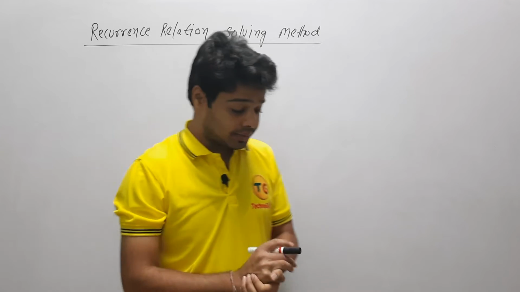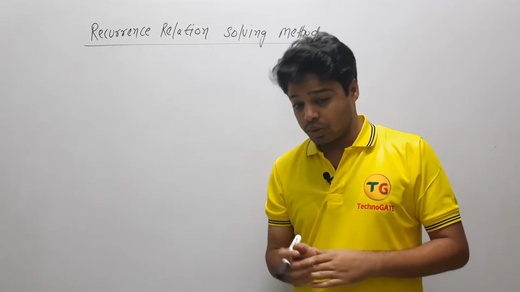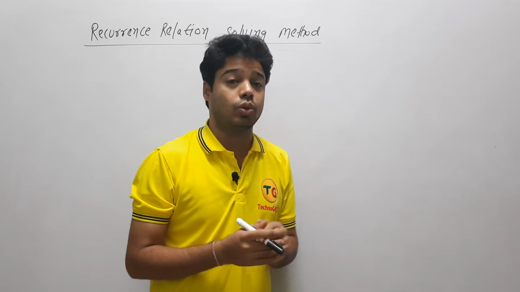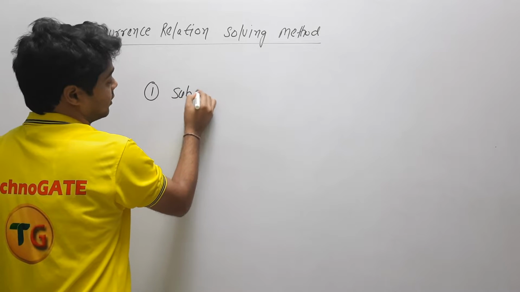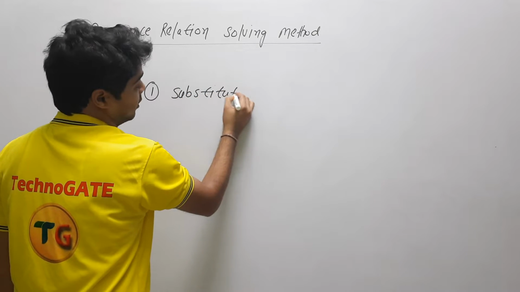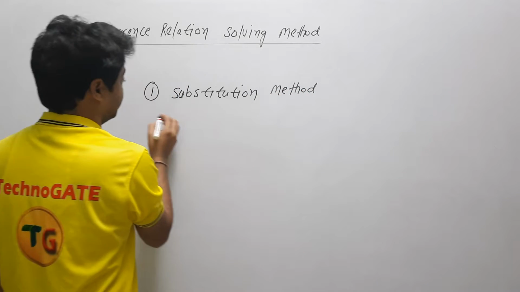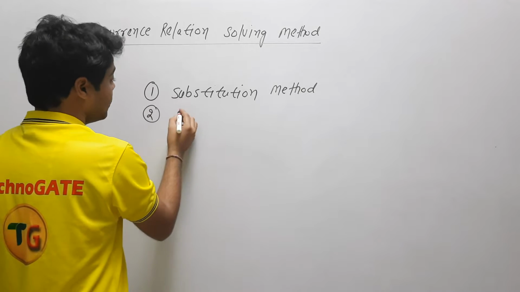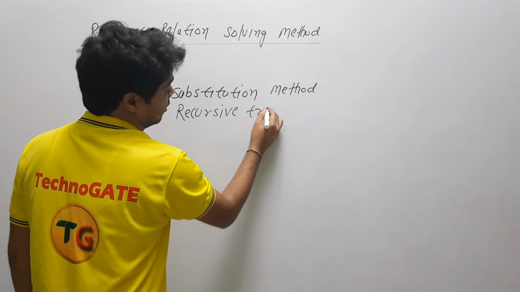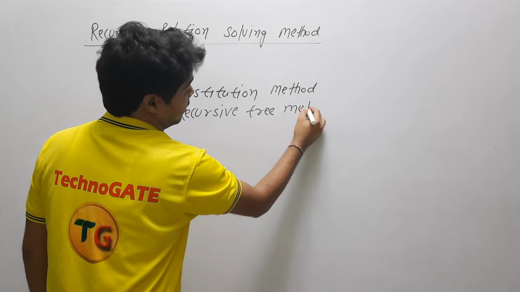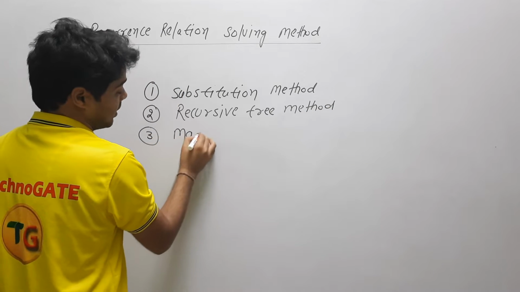So today we will discuss how to solve the recurrence relation. There are three types of recurrence relation solving methods. First one is the substitution method. Second is the recursive tree method. And third one is the master method.